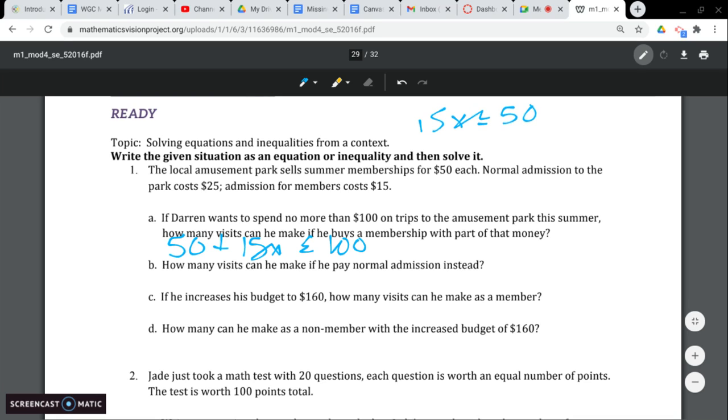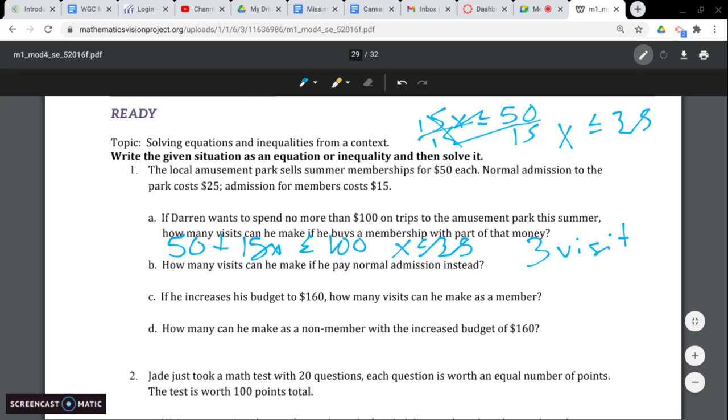If we divide by 15 on both sides, x is less than or equal to 3.5. Can he go to the park a half of a time? No. So we have to round this down. So it's actually going to be 3 visits he can make because he can't make more than that because he doesn't have enough money. But he can make 3 visits and spend less than $100.